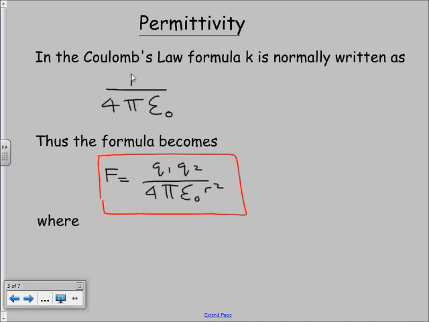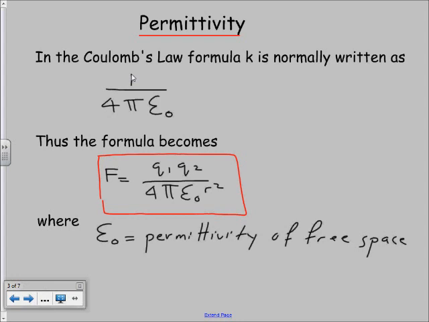Now, epsilon 0 is called the permittivity. Permittivity is a measure of how easy or difficult it is to set up an electric field in a particular medium. The 0 means it's the permittivity of what's called free space, in other words, a vacuum. But in reality, the permittivity of air and of a vacuum are pretty much the same thing, so we would use that same value if we had electric charges in air.